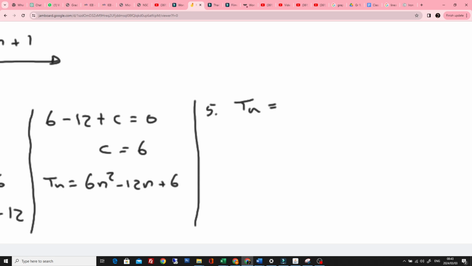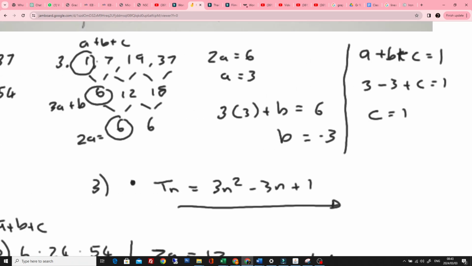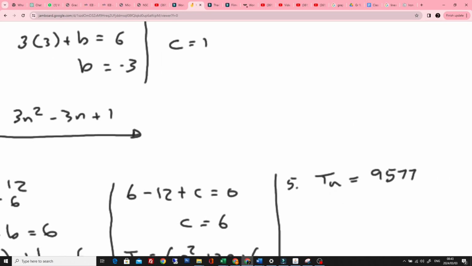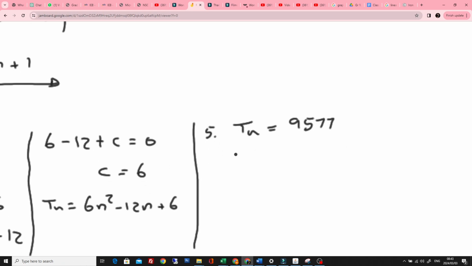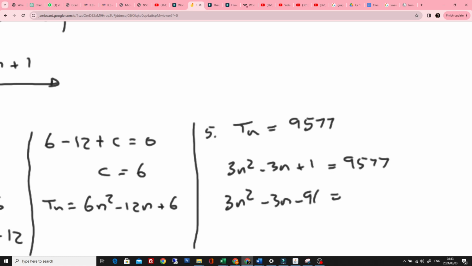We want to know which phase will there be 9,577 dots, and we can look at the formula for dots is 3n squared minus 3n plus 1. So 3n squared minus 3n plus 1 is equal to 9,577. And we can then just take this over: 3n squared minus 3n minus 9,576 is equal to 0.